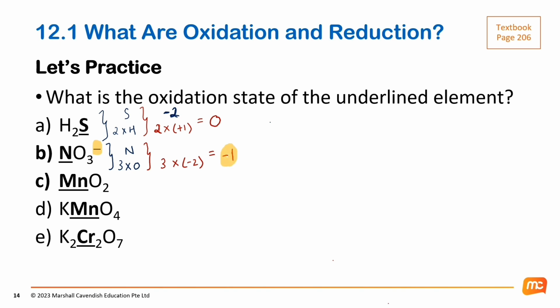Yep, so it should be a -1 in this case. So then you ask yourself again, what should N be? Because oxygen, 3 of them, 3 times -2, that's a total of -6. So what can N be to give me a -1? If you play around with numbers, you realize that N must be a +5. Right? So try this out yourself for each of the following ones.